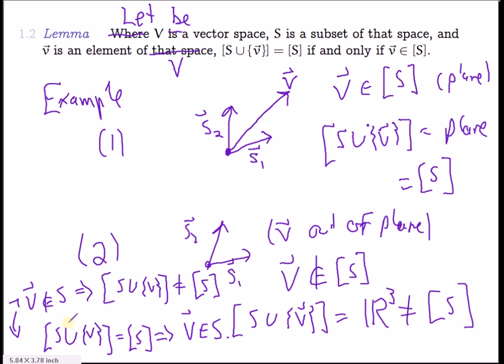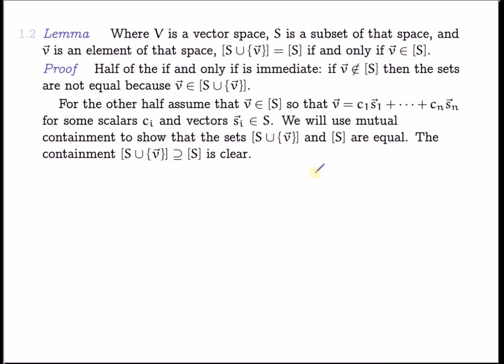Here I've given an example where V is not in S, so that V is not in the span of S. So the resulting spans are different, and that's the same thing as proving the implication the other way. All right, so let's go through the proof here.